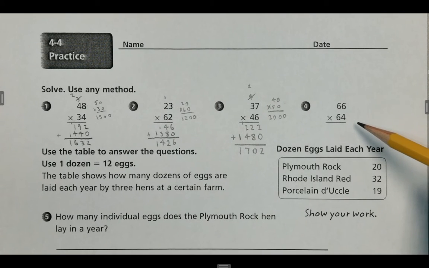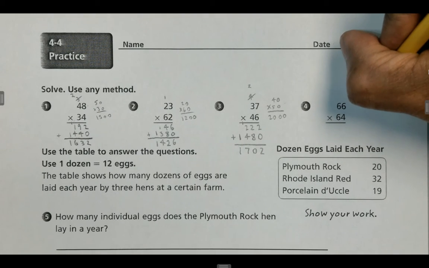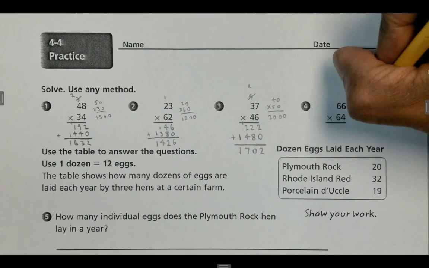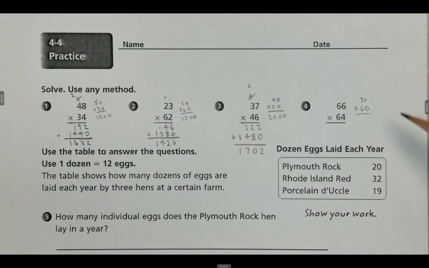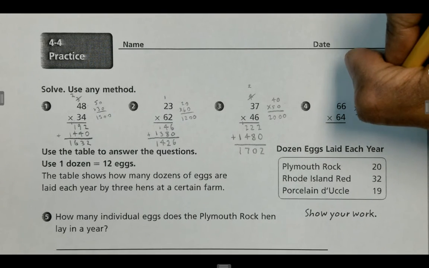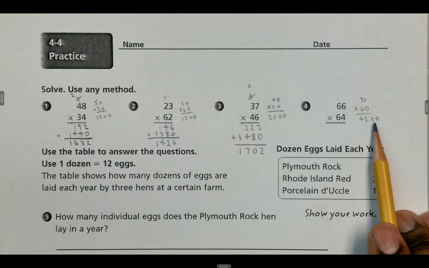Number 4, 66 times 64. Let's round 66 up to 70. Let's round 64 down to 60. And 6 times 7 is 42. Add our 2 zeros to the end. Our estimate is 4,200.